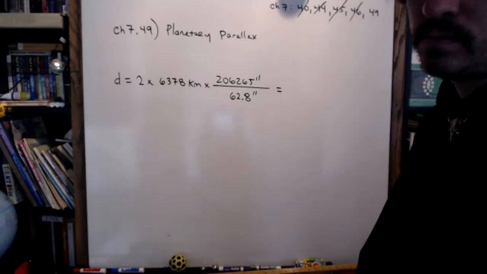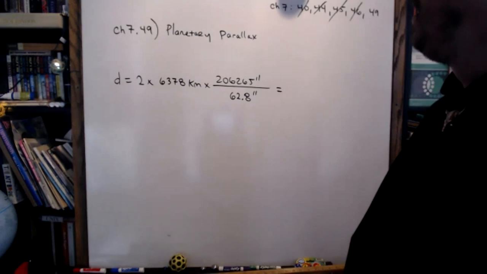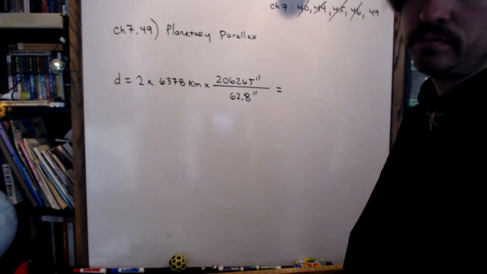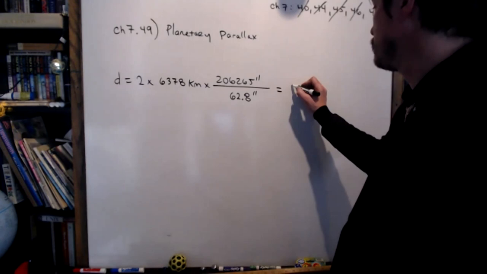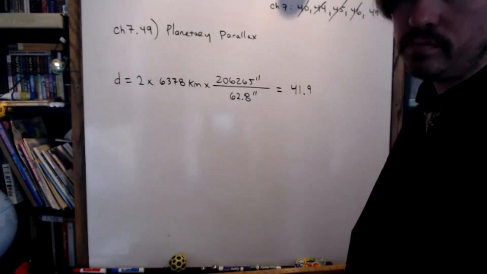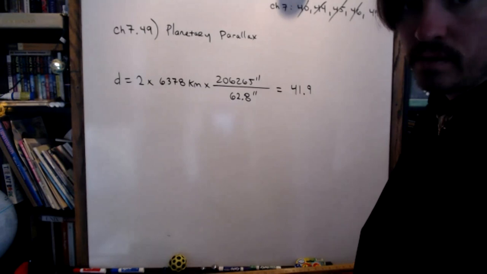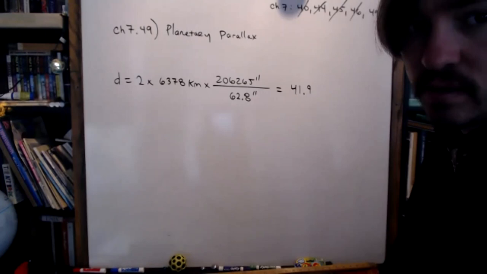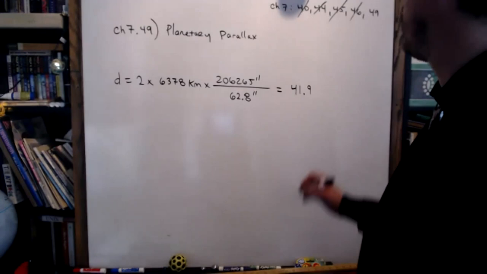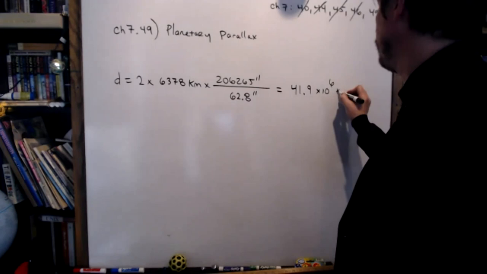You want 2 or 3 sig figs? 3. Not AU. Wait, 41.9, you're missing something here. Oh, 41.9 times 10 to the 6, sorry. Yeah. What are my units? Kilometers. Let's convert that to AU next.